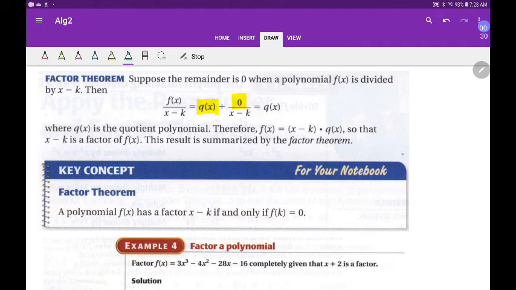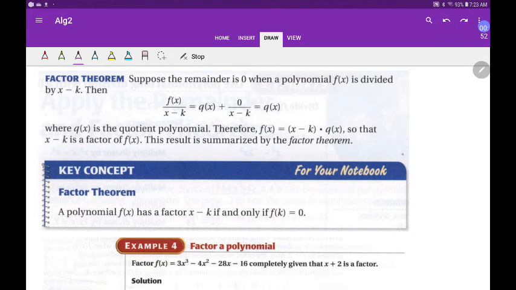So yes, we wrote it over the divisor, the thing that we use to divide. We always write it over. We always write our remainder over our divisor, if we're going to write it like that. But there's nothing there. It's 0. So it's just q, with no remainder because it's 0.